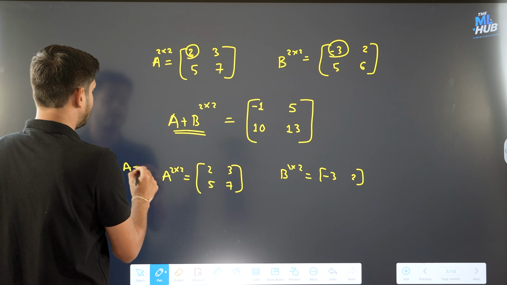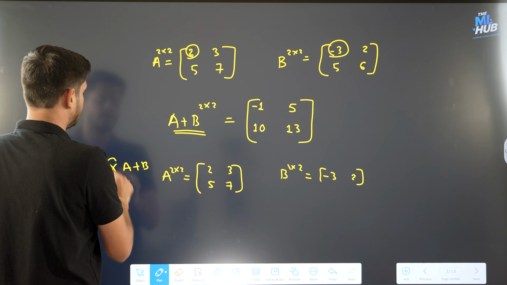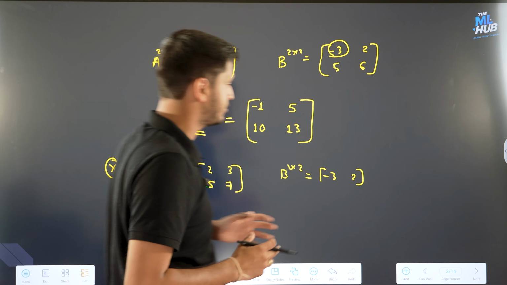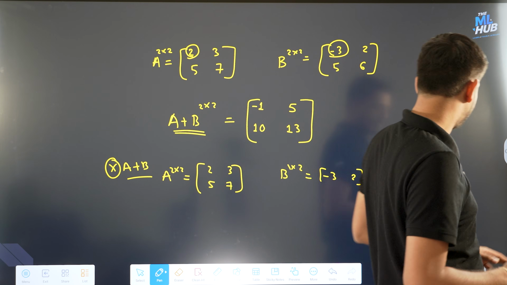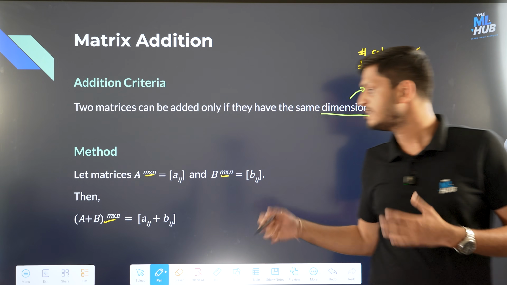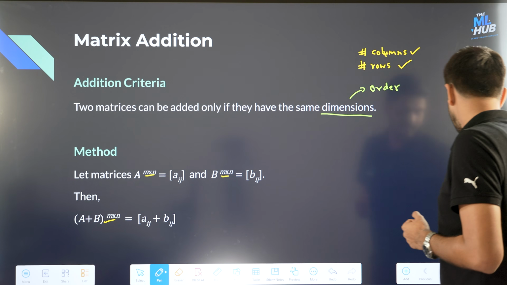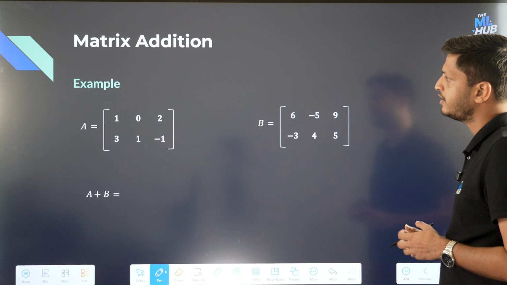A plus B is not defined, you cannot compute it. Okay, in this case. But here we can add them if the order is same. So very simple rule. In the addition, the ijth element is denoted by Aij plus Bij. So let's see some more examples on this.